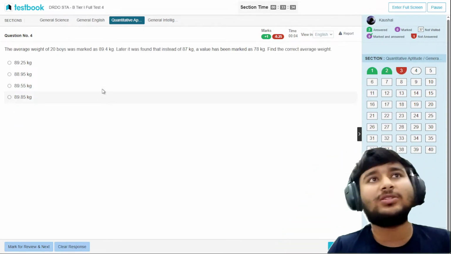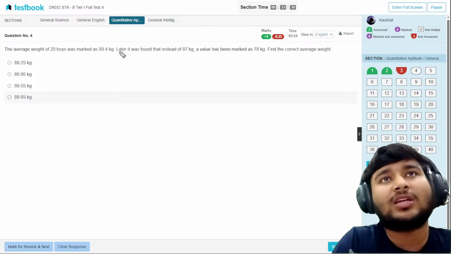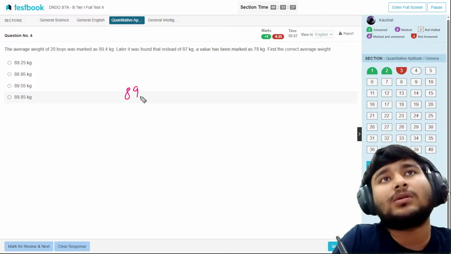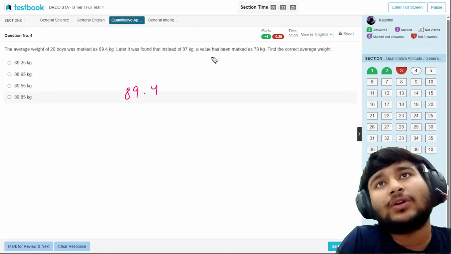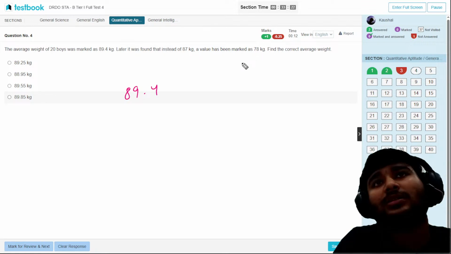The average weight of 20 boys was marked 89.4. Found that instead of 87, the value was marked as 78 plus 9.